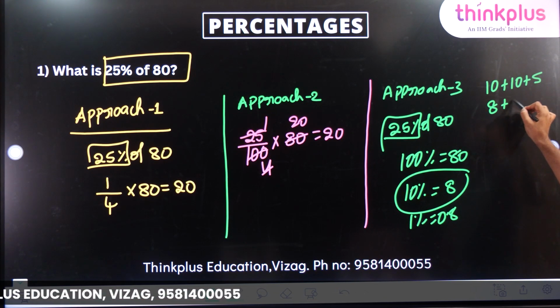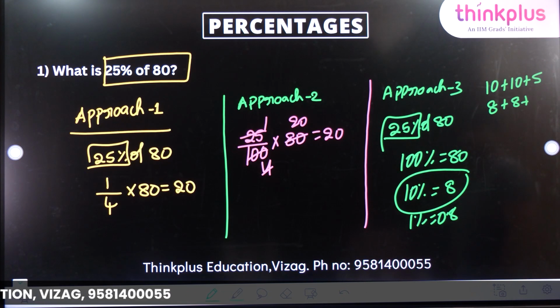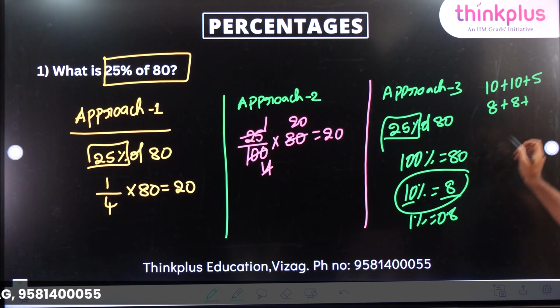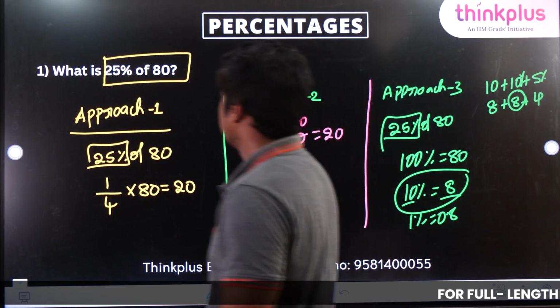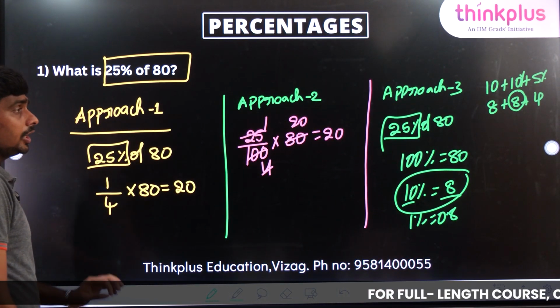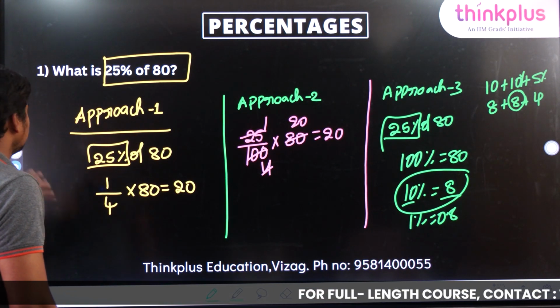This is 8. This is also 8. Half of 10 is 5. Half of 8 is 4. To get this 5%, I take half of the 10% value. 10% value is 8, half of it is 4. 8 plus 8, 16. 16 plus 4, 20. Okay, you can follow any approach based on the situation.